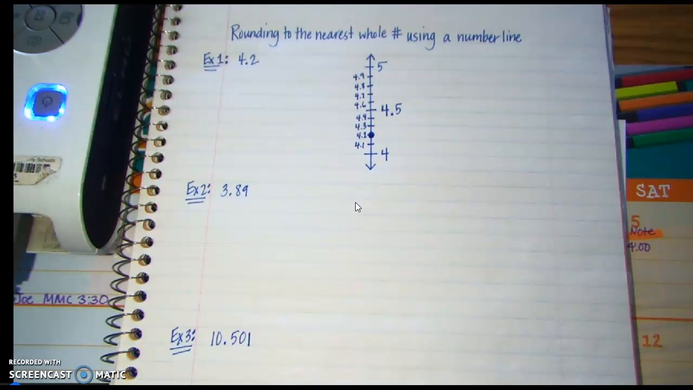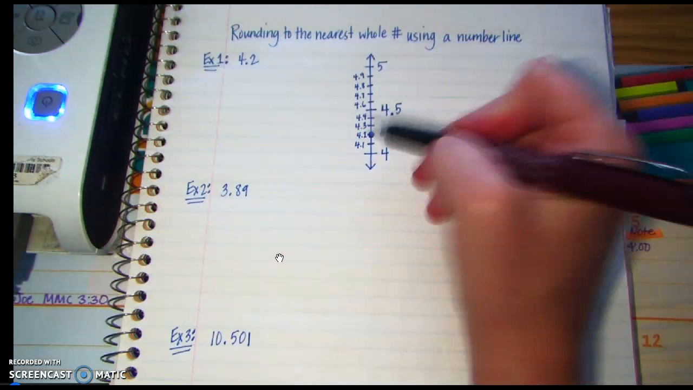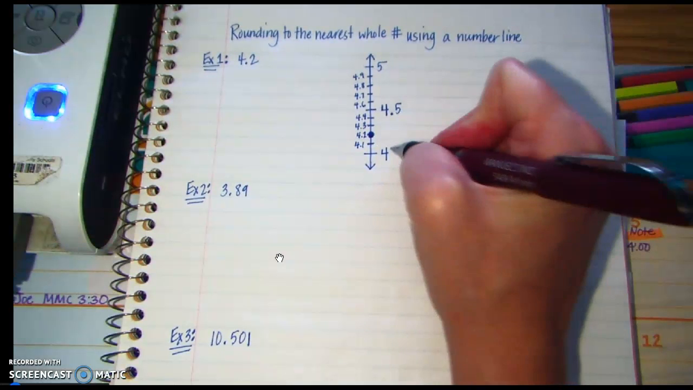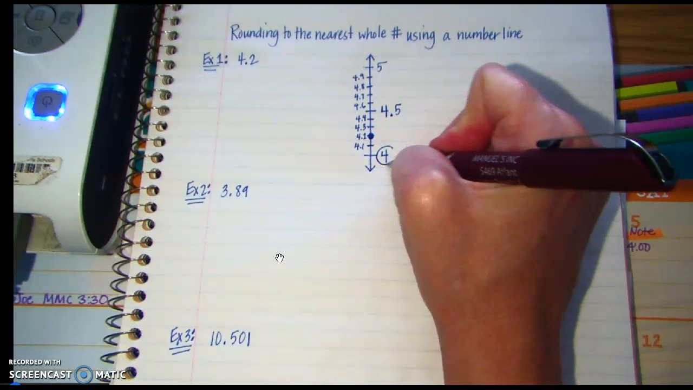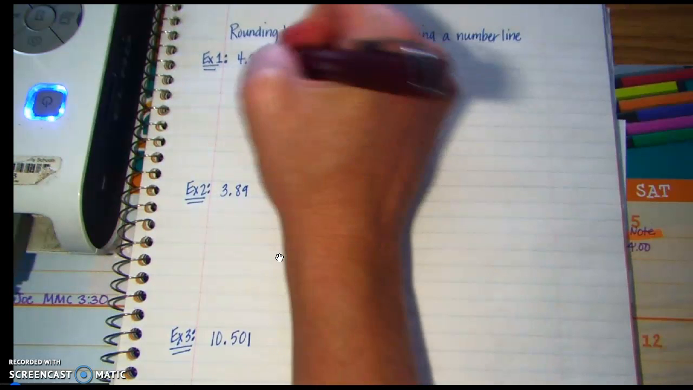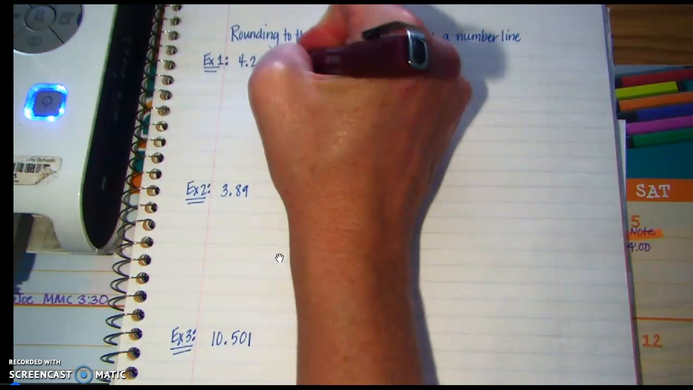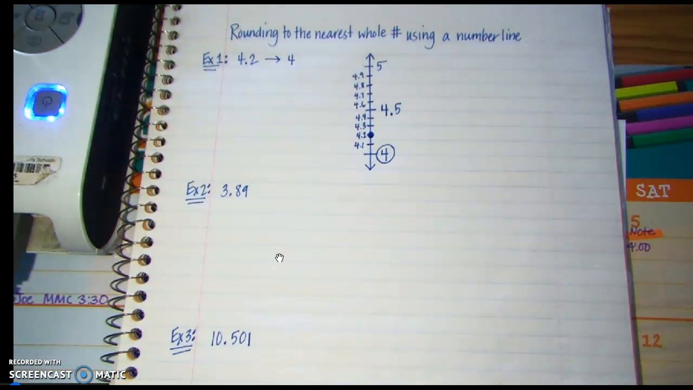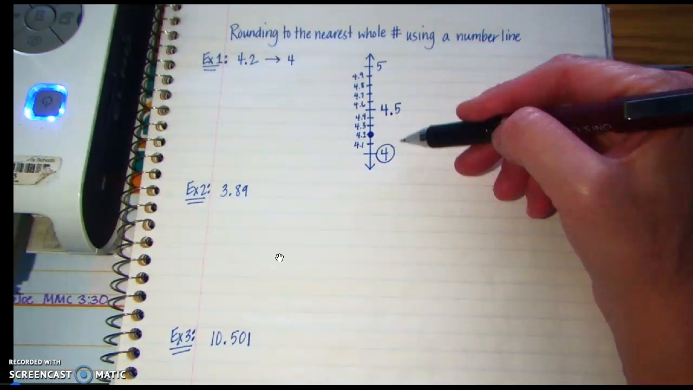And we can see that 4.2 would be right here on our number line, and we can very clearly see that it would be closer to the whole number 4. So 4.2 would round to the whole number 4 because it's below or less than our midpoint.